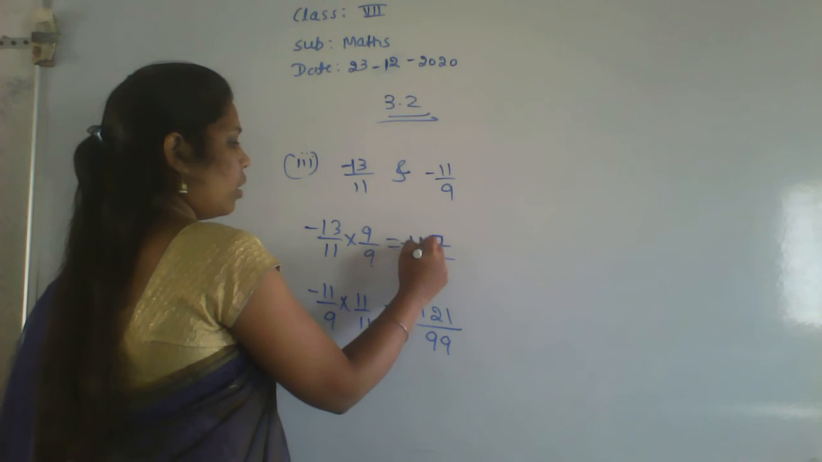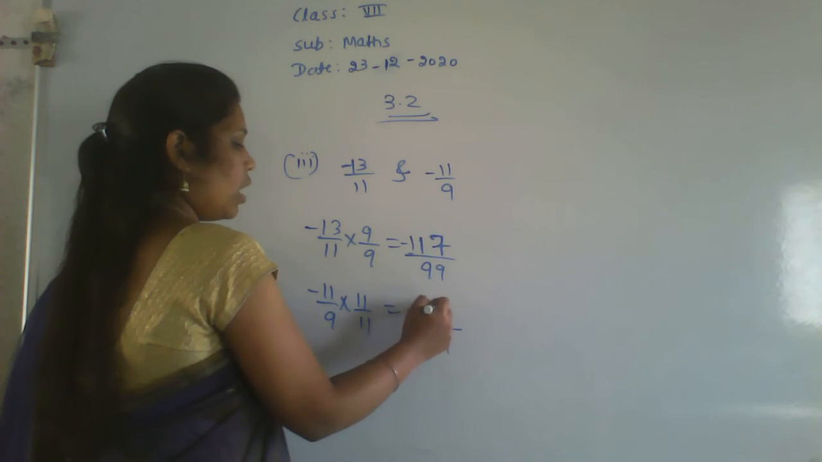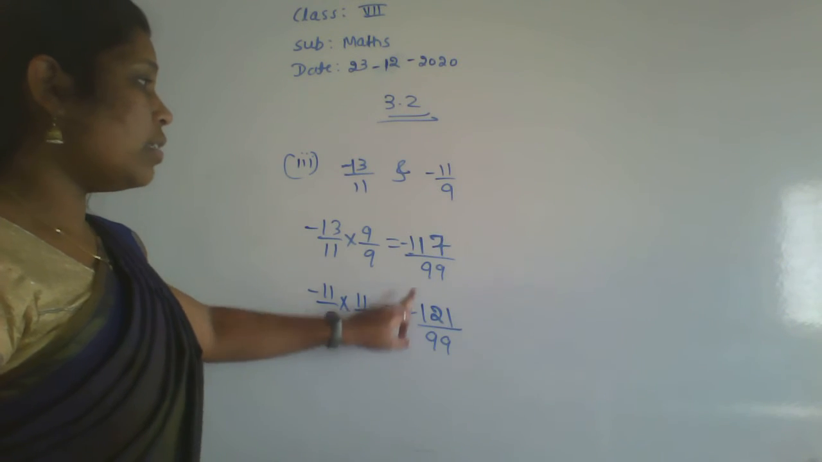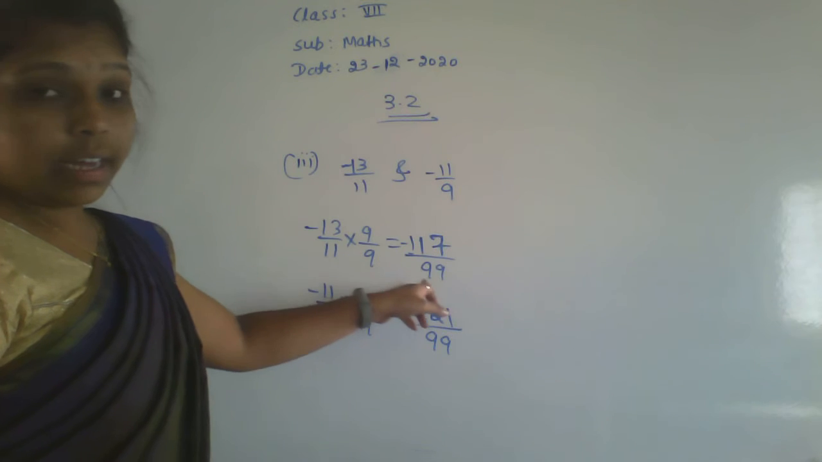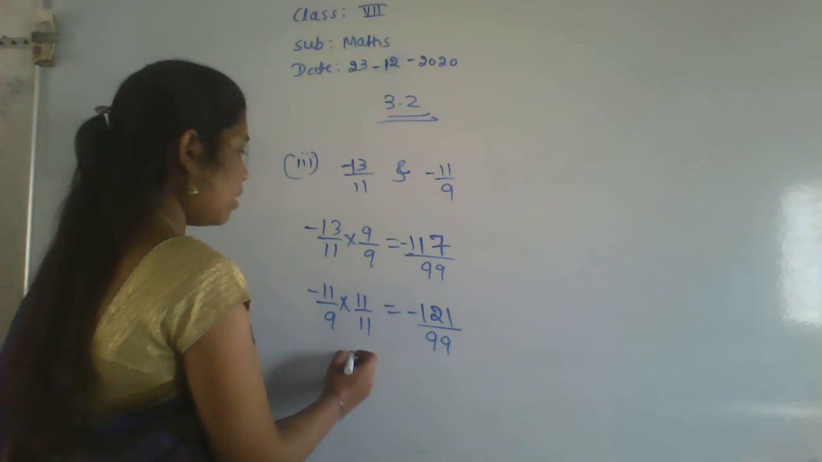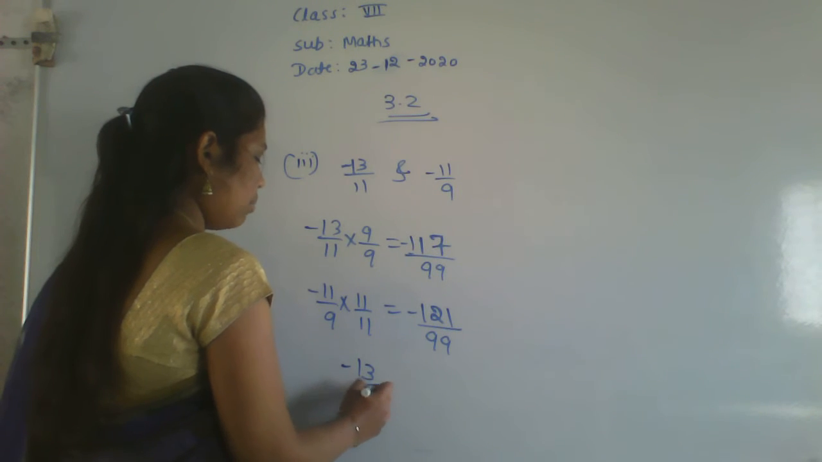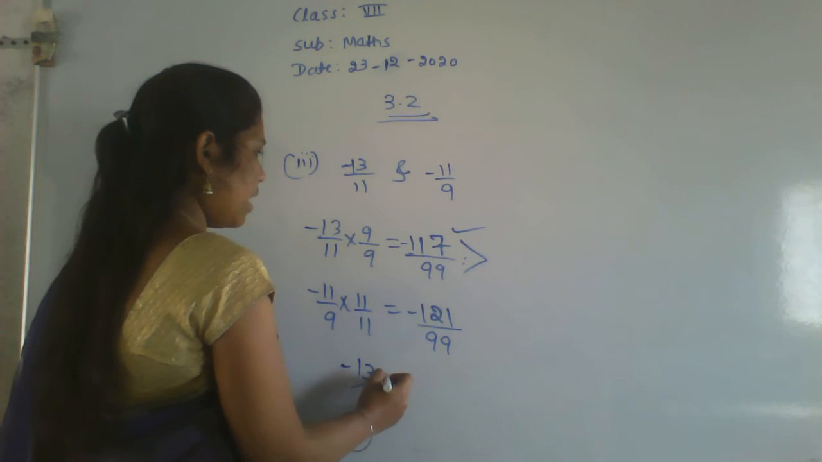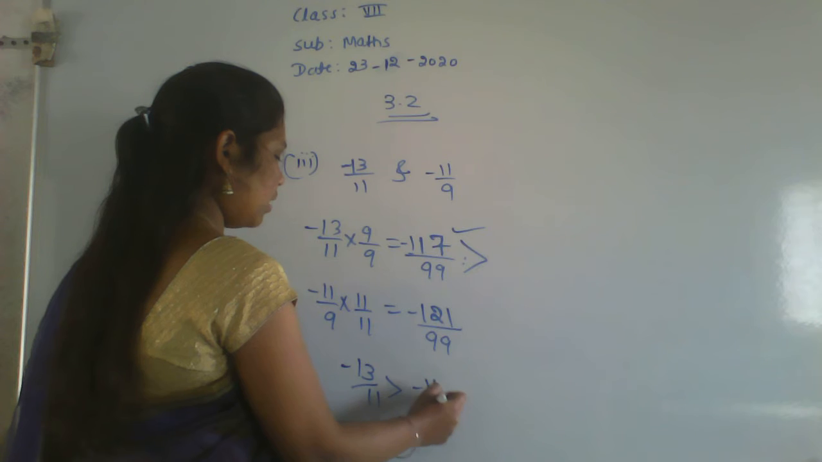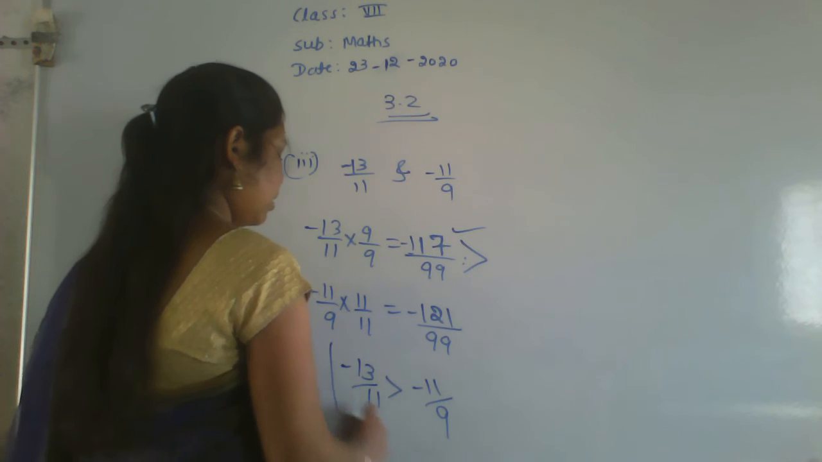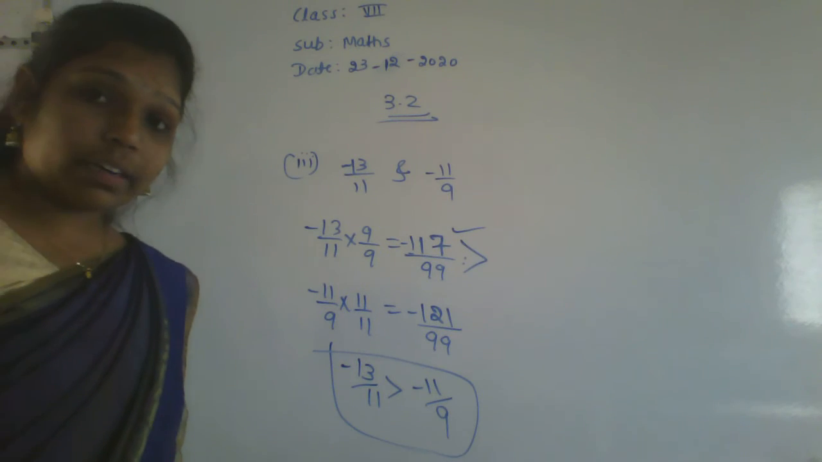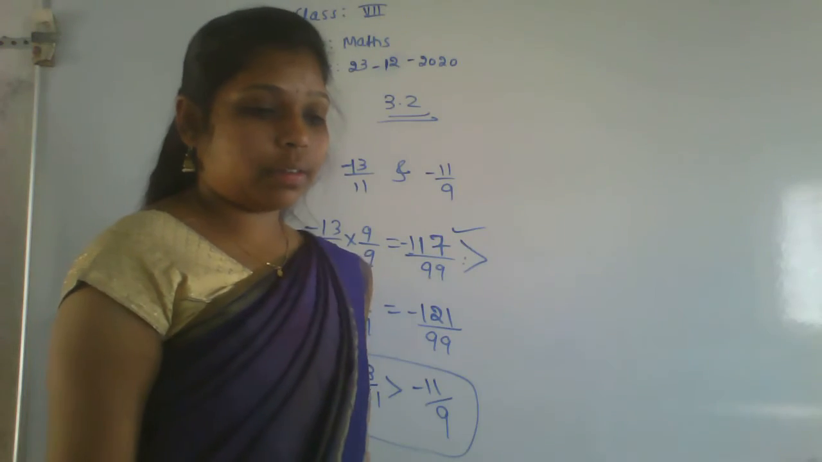Which value is greater? Here 117, here 121. And it is containing a negative sign. Negative sign means this one is always the greater value. So right here it is minus 13 by 11. This one is the greater value. Okay. So here minus 13 by 11 is greater than minus 11 by 9. This is the answer. Okay, like this we have to compare the given rational numbers. So we completed the third main also.